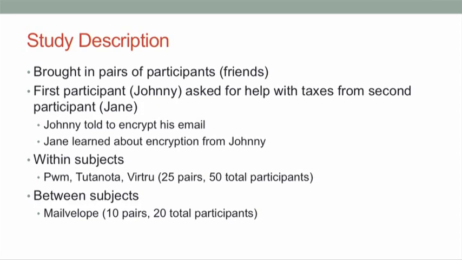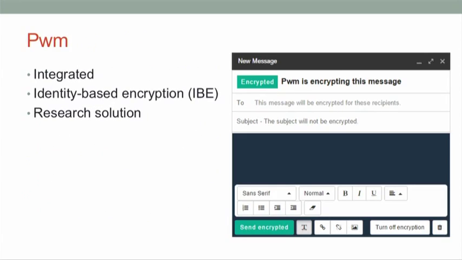So we bring these participants in. We call them Johnny and Jane now, kind of following our "Why Johnny Can't Encrypt." The first participant is asking Jane for help with taxes. Johnny's told to encrypt his message, and Jane just learns about it by getting the message and the instructions that come along with it. We brought in 25 pairs of participants, or 50 total people, to test these three tools. And then we brought in 10 pairs to try this PGP tool as a separate study.